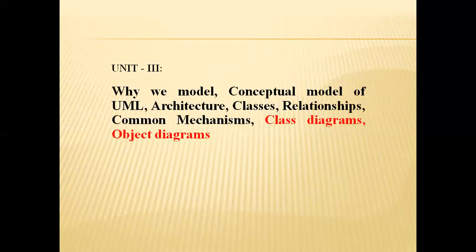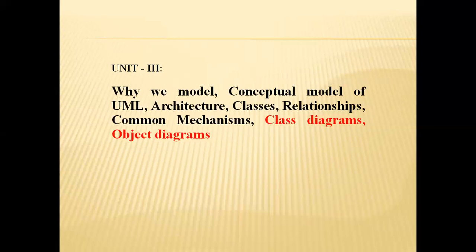Next, the third unit. In the third unit, we introduce UML, the UML language. We cover the conceptual model of UML and its architecture, the classes and relationships, and common mechanisms. In the third unit, we explain two diagrams, the class diagram and the object diagram. In total, the syllabus has 9 diagrams, and in the third unit we explain two of them: the class diagram and the object diagram.